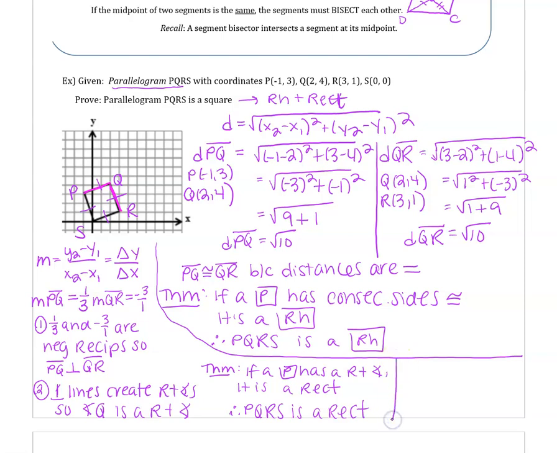Now you guys can see that I have separately proven that it's a rhombus and a rectangle. So now I can say my final theorem, a quad that is both a rectangle and a rhombus is a square. Therefore, PQRS is a square. All right. So that covers up that problem.